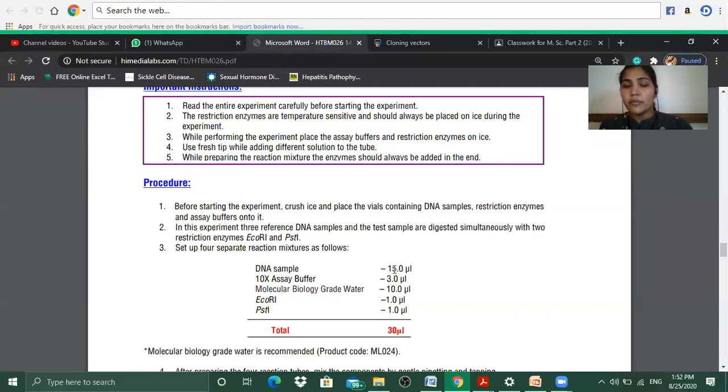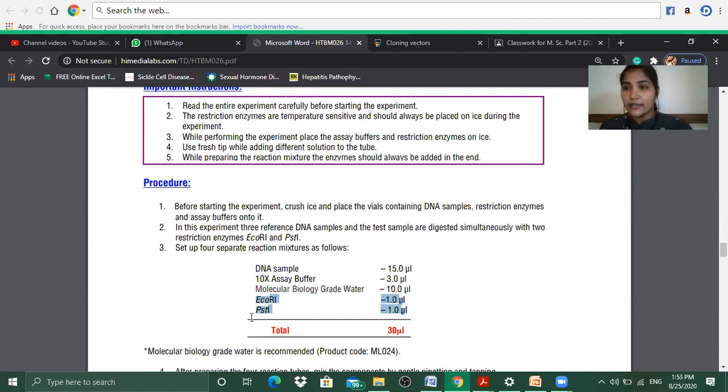And so we'll be adding 15 microliter of DNA sample, 10x assay buffer of 3 microliter, then molecular biology grade water 10 microliter, then EcoRI and PstI. When you see the amount of restriction enzymes that we are adding, the amount is so little. It is 1.0 microliter, and this one also 1.0 microliter. That is a total of 30 microliter of reaction mix you will be having.